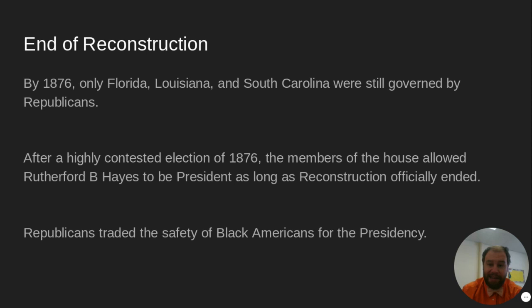And so then after a highly contested election in 1876, the members of the House were picking who the president was, and they struck a bargain that Rutherford B. Hayes, who is a Republican, could become president as long as Reconstruction officially ended. So basically, Republicans traded the safety of black Americans for the presidency at the time, which was a real short-term win. And it's going to cause a lot of long-term negative effects for the people of the South.